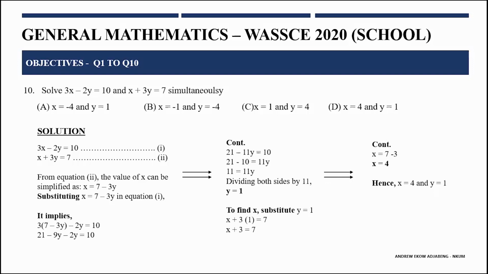Now, another method that I can recommend to you is that when you are done, try substituting the values you've gotten for x and y into any of the equations. In this case, we substitute 4 and 1, the values of x and y respectively, into equation 2, and it will give you the result 7. Then it means that you've done the right work. If the result is different, it means you need to cross-check your work. Probably you've made a mistake with one of the operational signs, maybe a negative sign or a positive sign. Then you make that correction.